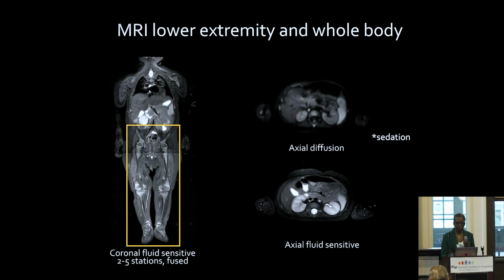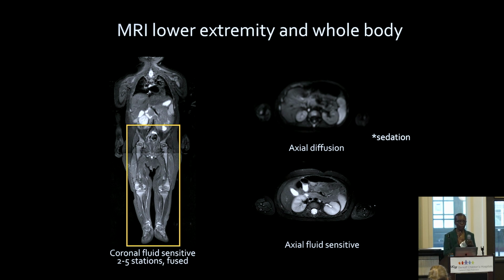So this is how we do our MRI of the lower extremity. Both limbs are placed in the magnet, or we're imaging both limbs with the coil, and we jump. So we have one station as far as we can get, and then we jump down to the next station. And so depending on the size of the child, you'll have multiple stations.